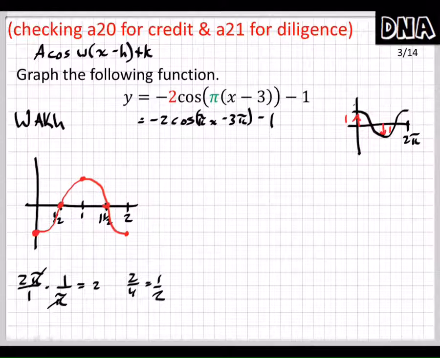But we're not done because there's other things that are affecting my graph. And look, I don't have any numbers on my y-axis. How do we find those numbers on the y-axis? Well, the next thing to do is k.